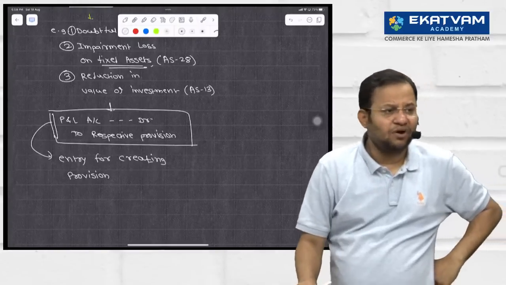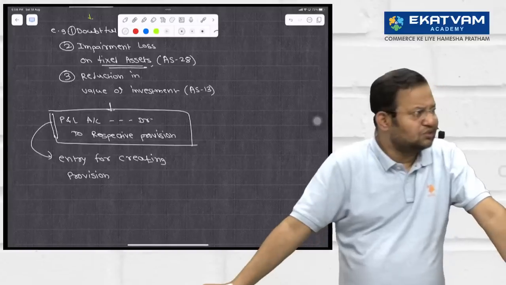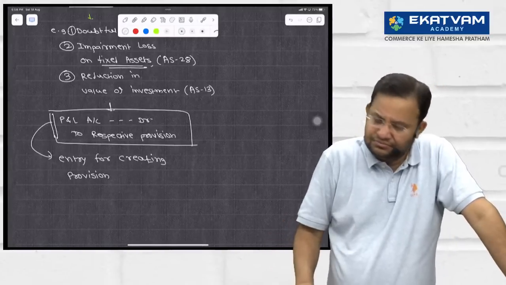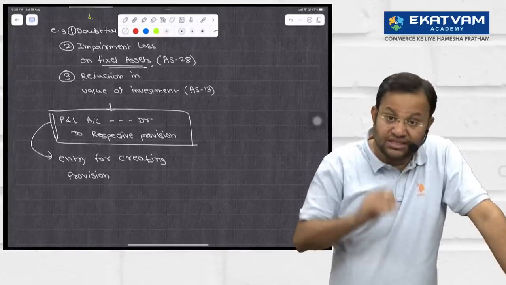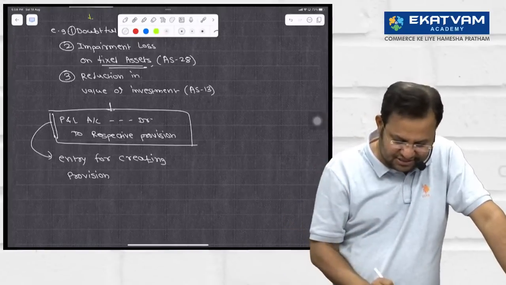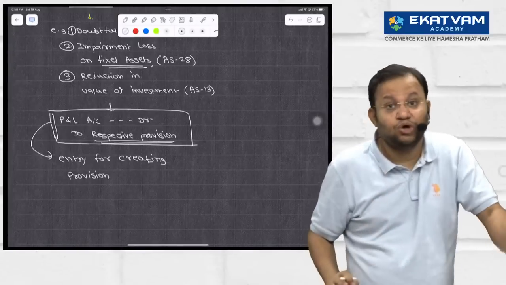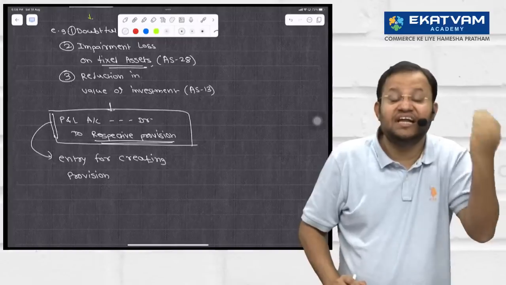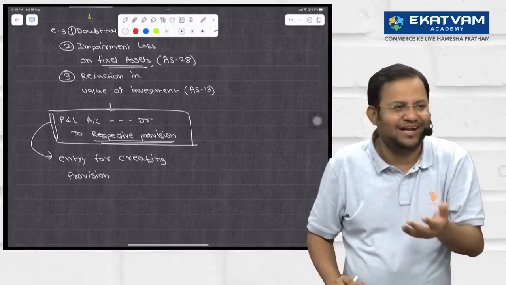By debiting profit and loss account. Do you understand? By debiting P&L I have created a provision. Provision account has a credit balance. This is respective provision. Provisions account always has credit balance. And how is provision created? By debiting P&L. Why? Loss and error.